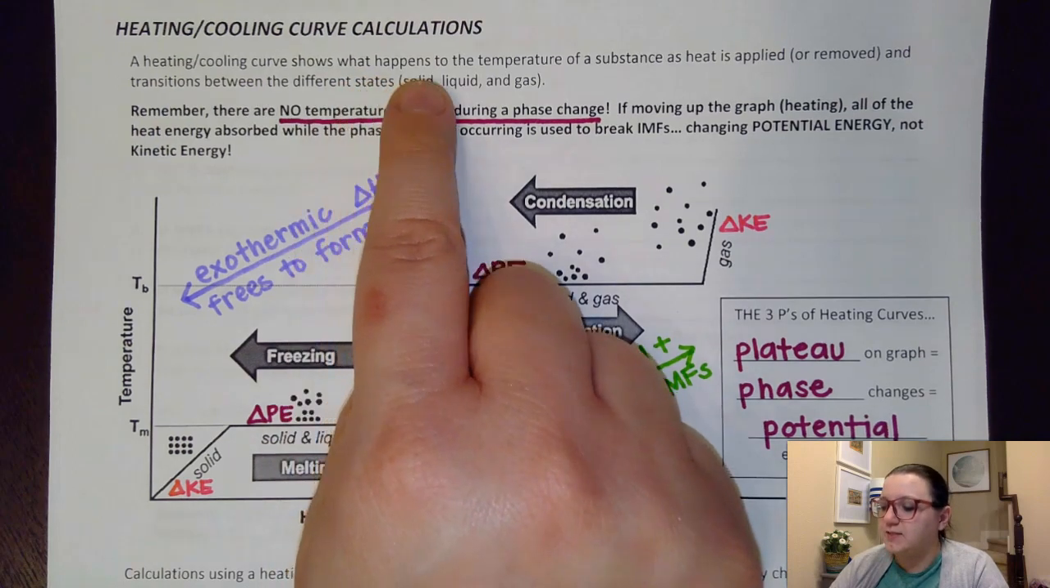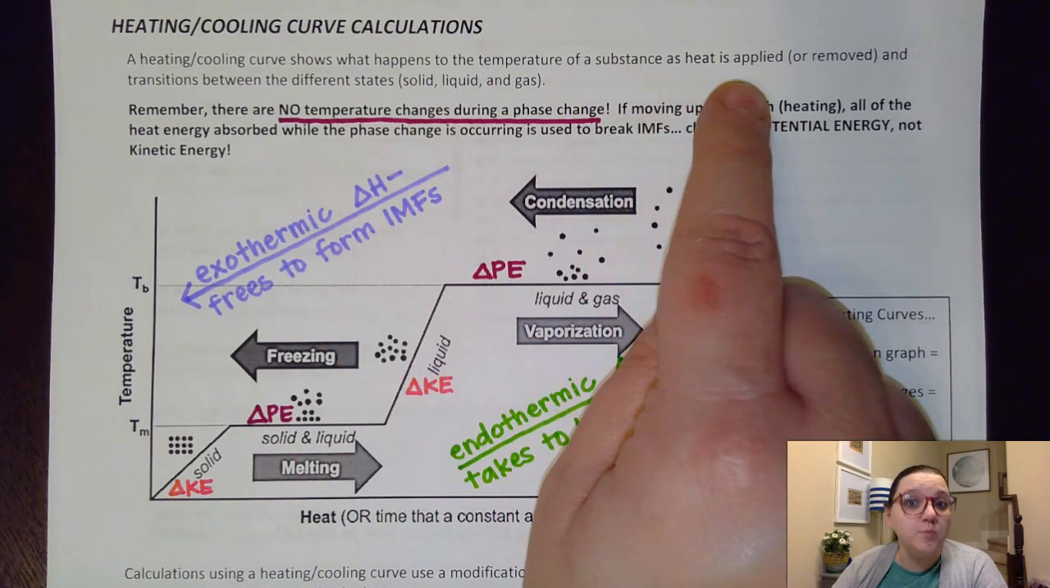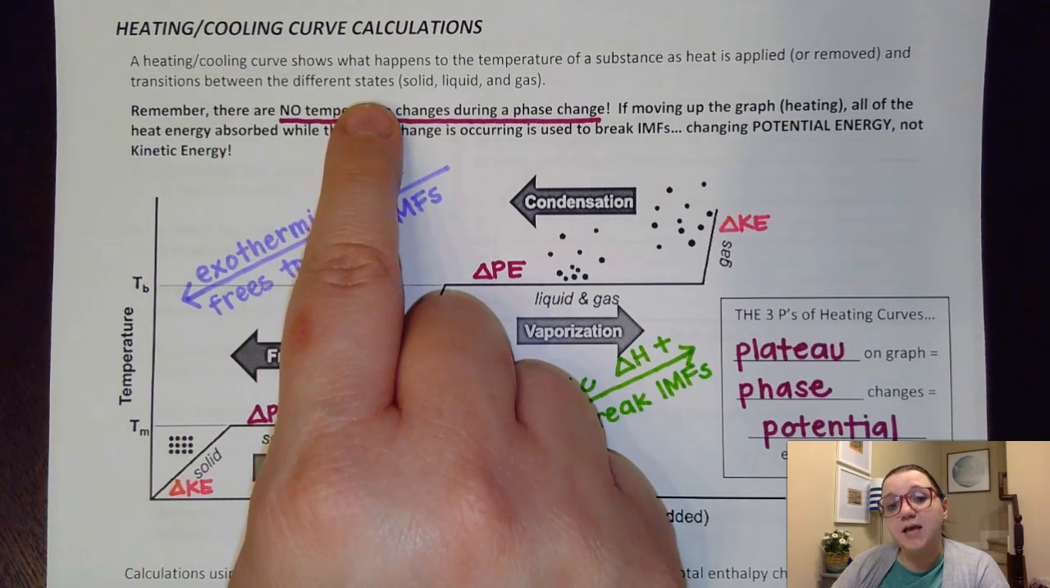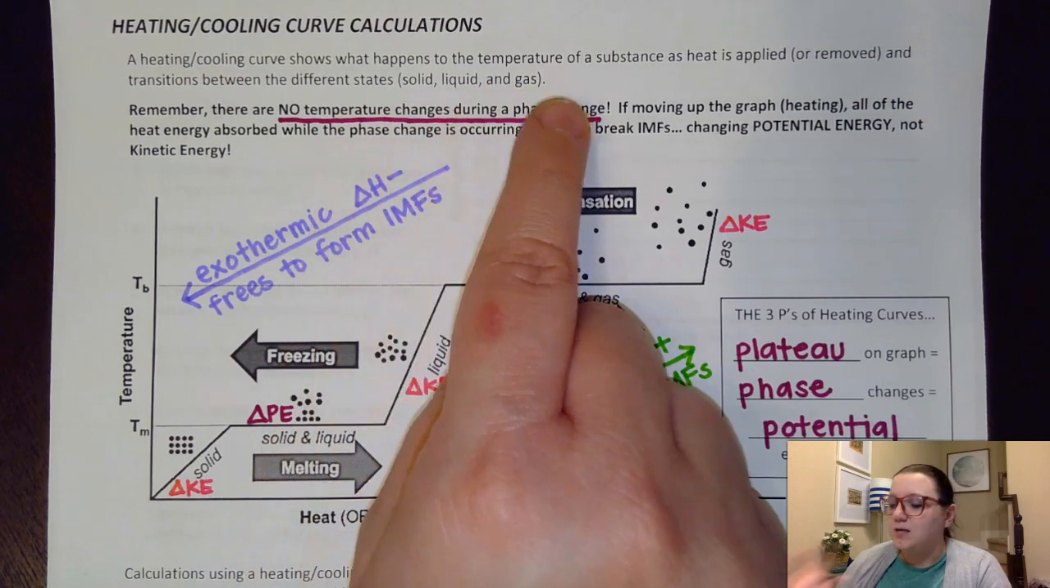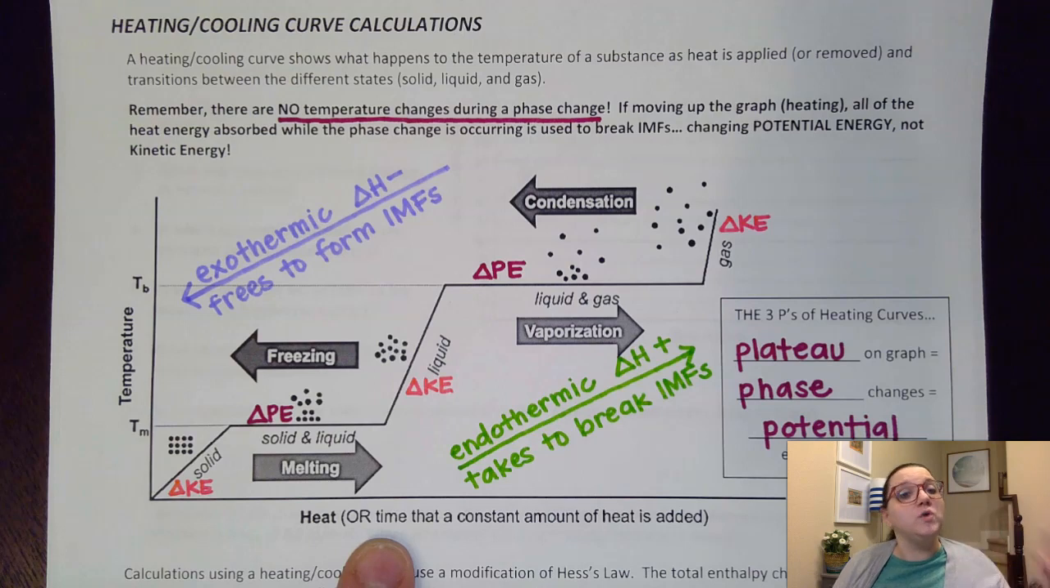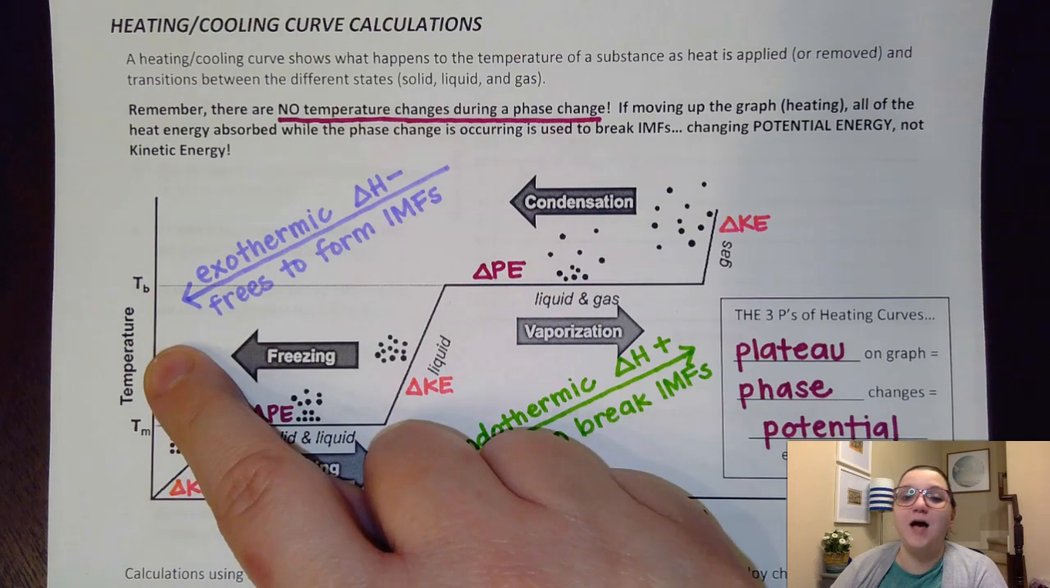These graphs show what happens to the temperature of a substance as heat is applied or removed, depending on if we're moving up or down the graph, as well as transitions between the different states, so between a solid, liquid, and gas. Now, you notice the graph on our x-axis has heat. Depending on the design of the experiment, you could also have time here, where it's assumed that if I'm applying a constant heat, if time is increasing, then the total heat that has been applied has increased as well. So again, depending on what kind of data you've recorded in the lab will depend on which of those two labels you use. Over here on our y-axis, you would have temperature.